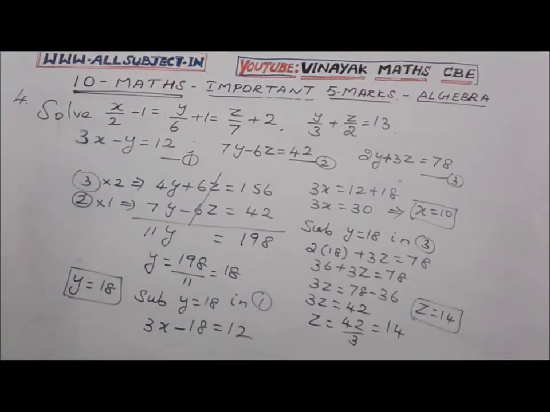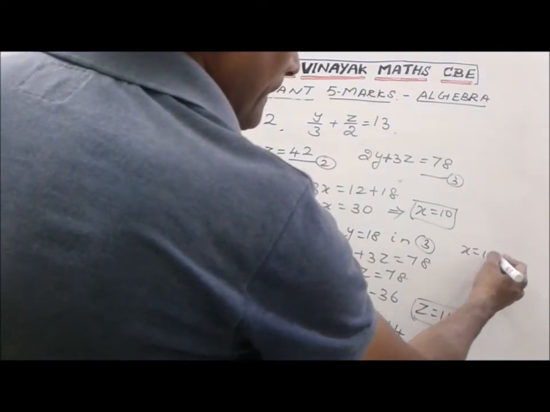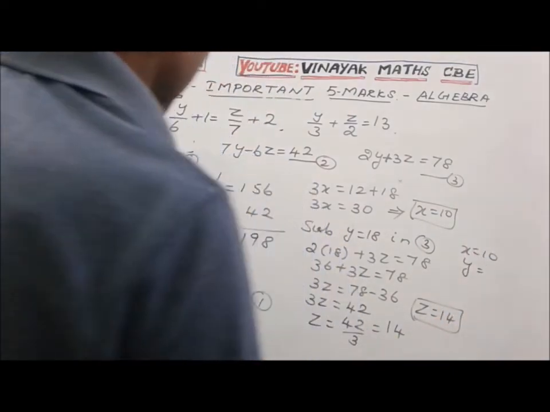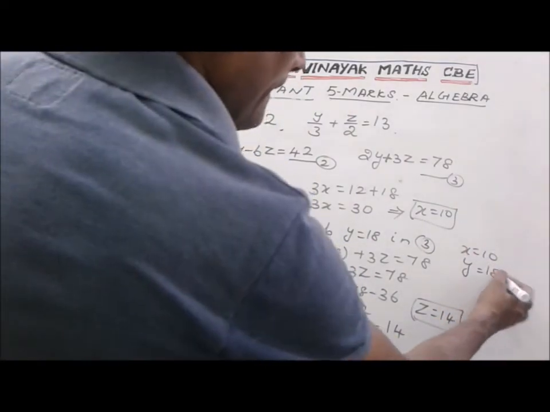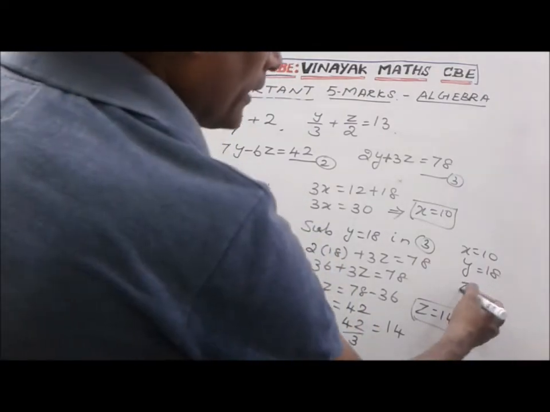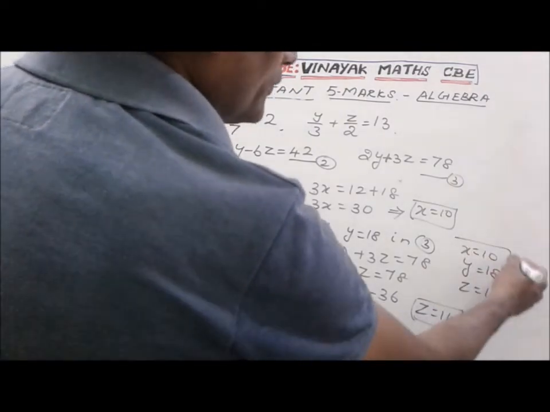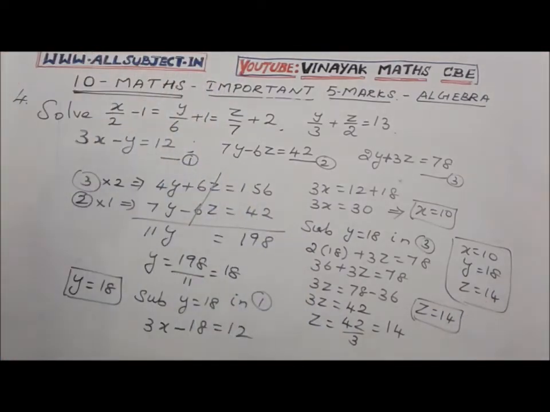Now the values are, solution x, y, z: x is equal to 10, y equal to 18 and z equal to 14. Therefore the solution is 10 comma 18 comma 14.